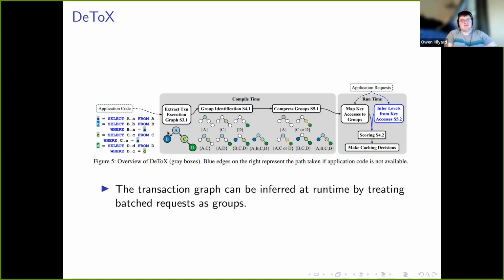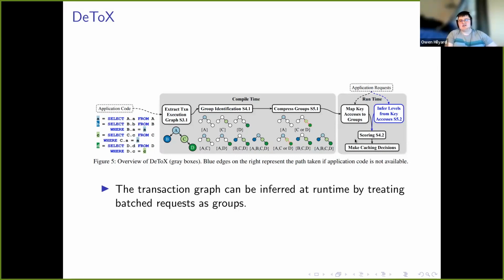So the way they implemented this is called Detox, which takes application code, which interfaces with a Java database driver. And at compile time, it extracts the transaction graph with those data dependencies, identifies the possible groups, which is the power set of tables, and then it compresses them for places where groups are more or less interchangeable. And that reduces the complexity of the calculations made at runtime.